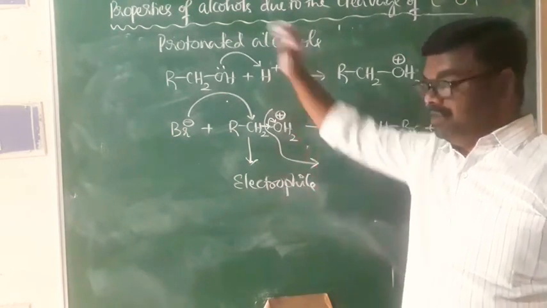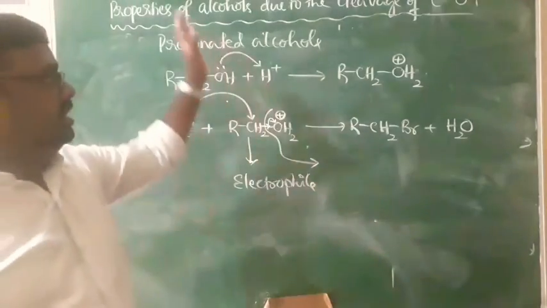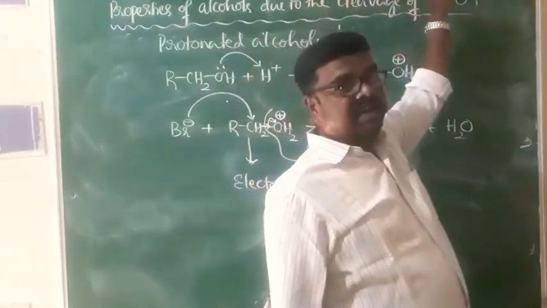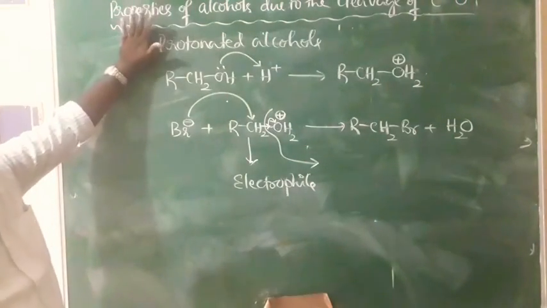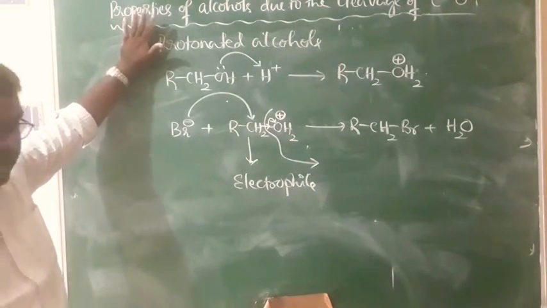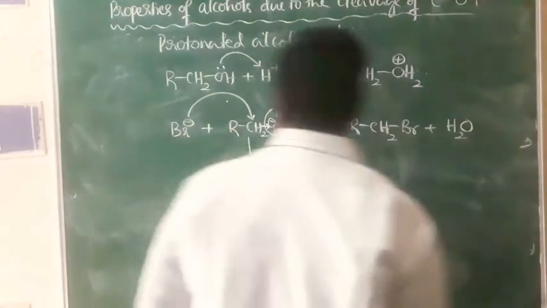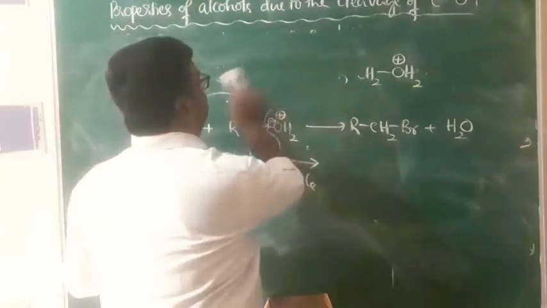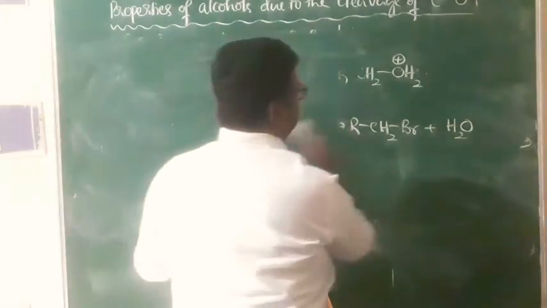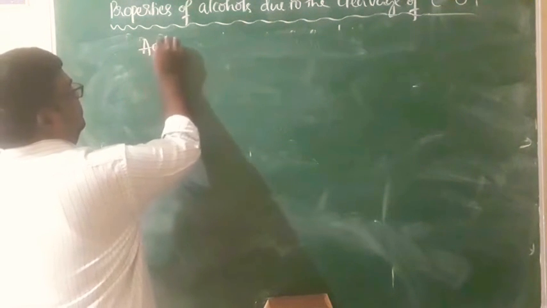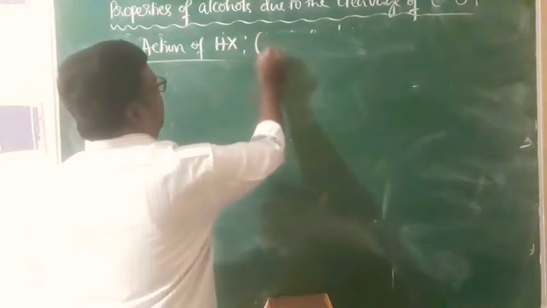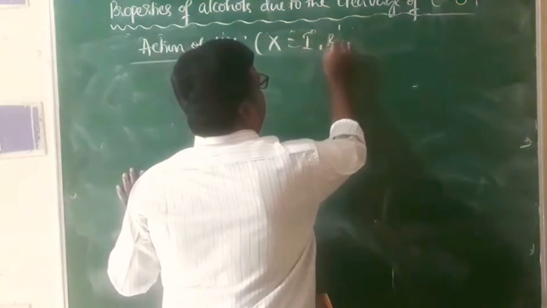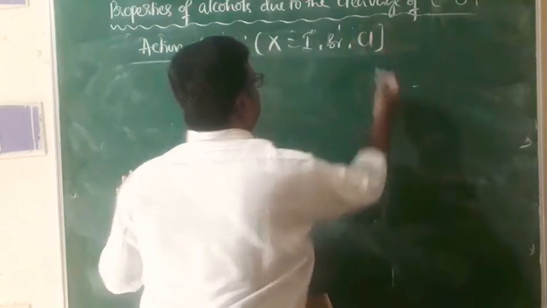So in the reactions of alcohol where there is a cleavage of the CO bond, protonated alcohols will be used in the chemical reaction. And I'll go for one such example of a reaction where there is a cleavage of the CO bond, and that is what we call the action of hydrogen halide, HX, where X can be iodine, bromine, or chlorine.